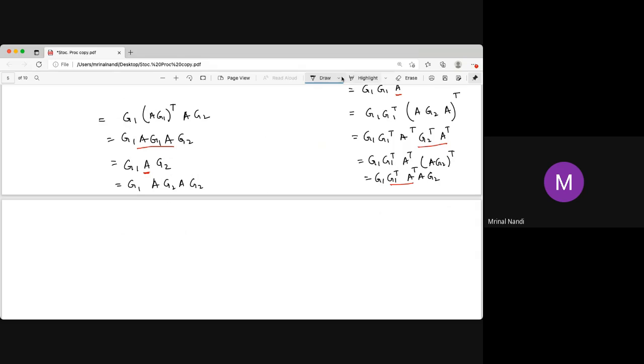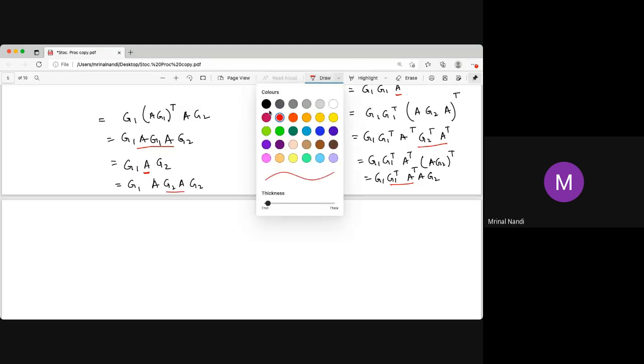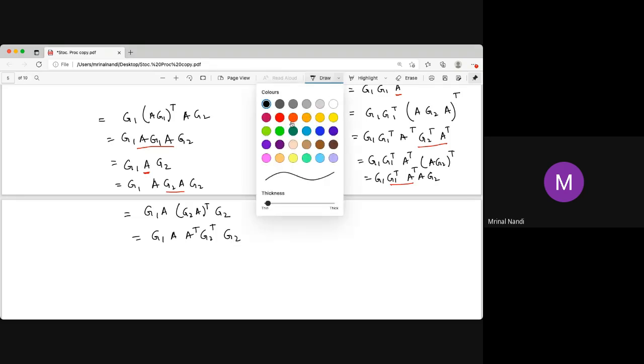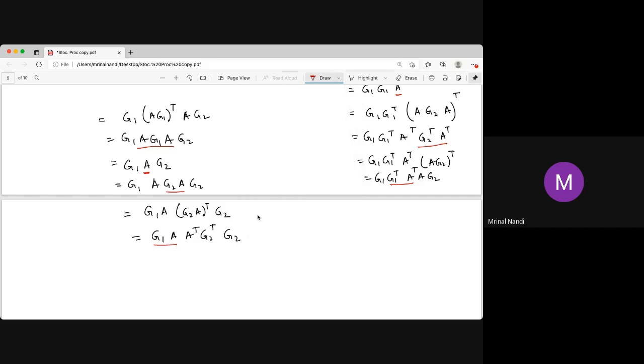Now we take that G2A. Now what is G2A? G2A is G2A transpose. G1 A G2A, so G2A is G2A transpose. What is this? G1 A transpose G2 transpose G2. Now club this part, G1A.